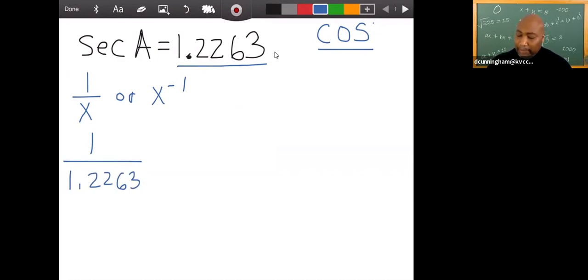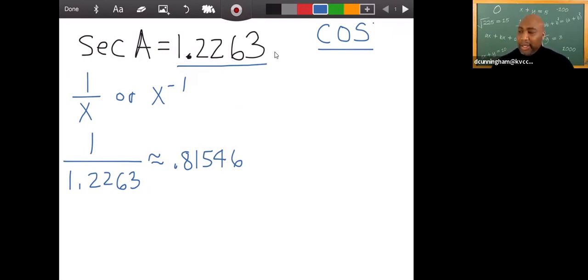And so if I'm not mistaken, this is approximately, let me see, I think it's like 0.8. Yeah, it's going to be pretty high, 0.81546. So double check my math, make sure that's correct. And that's the number you're going to work with now. So you won't work with 1.2263, you will work with 0.81546. That's only for the other 3 trigs. You won't use them directly, you have to take the reciprocal.